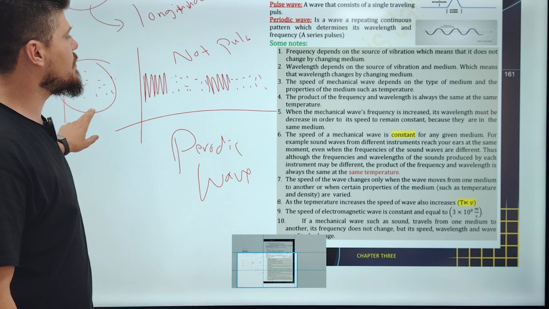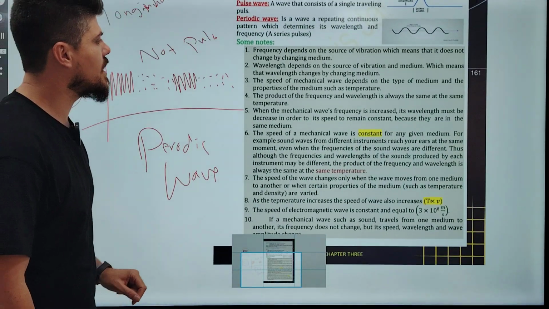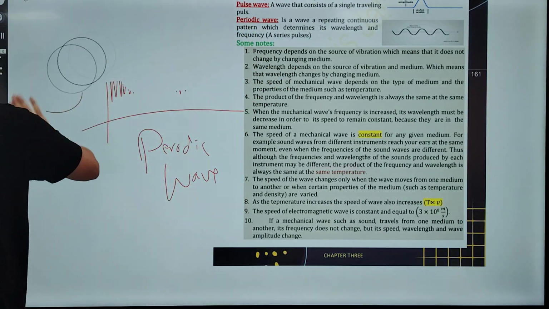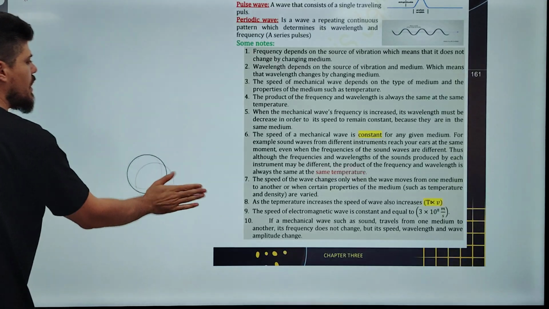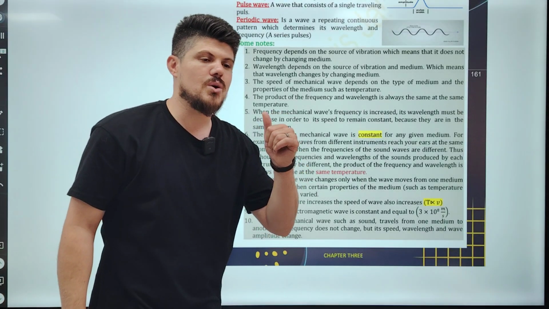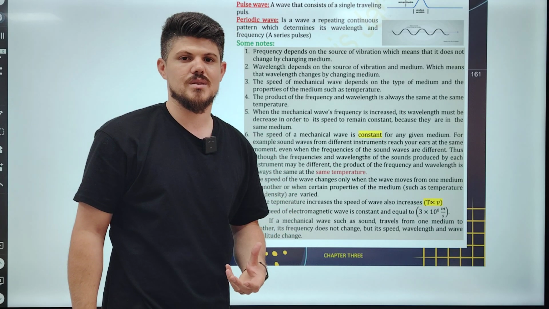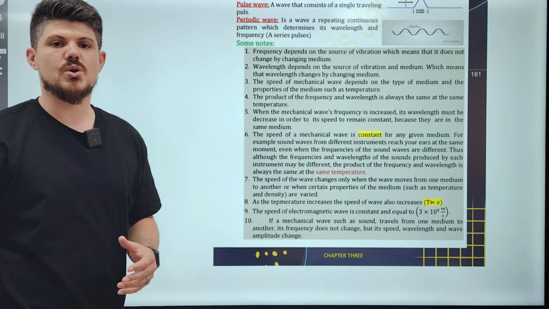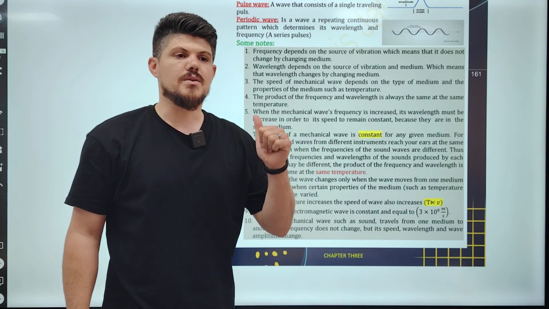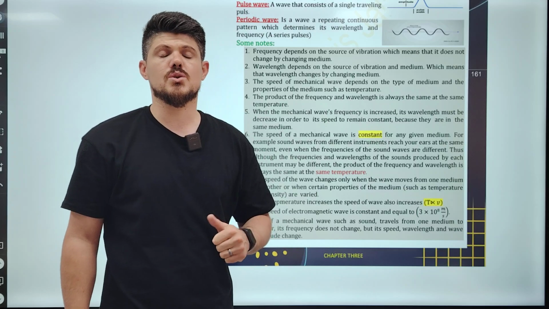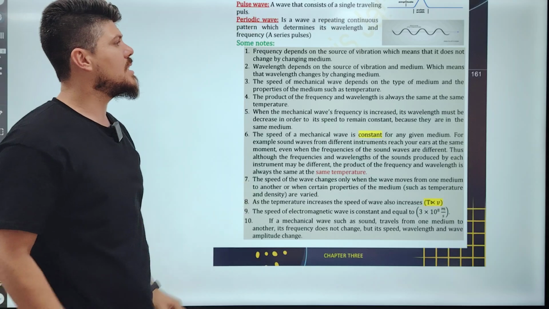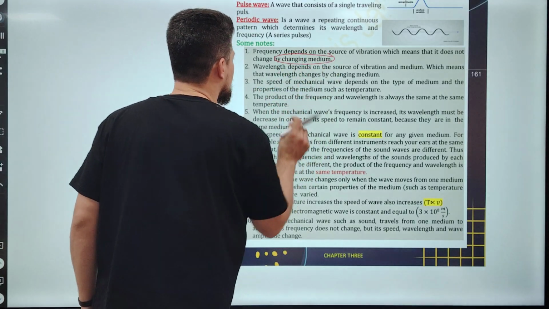Okay? We have some notes about the frequency, wavelength, and the speed of the wave. Frequency depends on what? It depends on the source of vibration. The frequency of the wave does not change by changing medium. Frequency only changes by changing source. The frequency of the source does not change by changing medium or temperature. The frequency of a wave changes only by changing source.